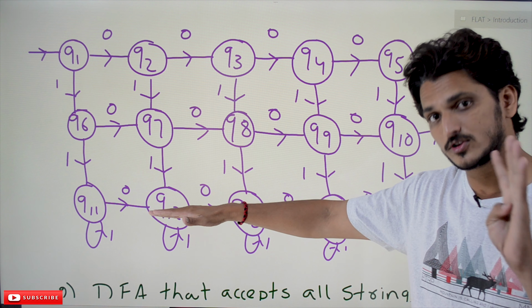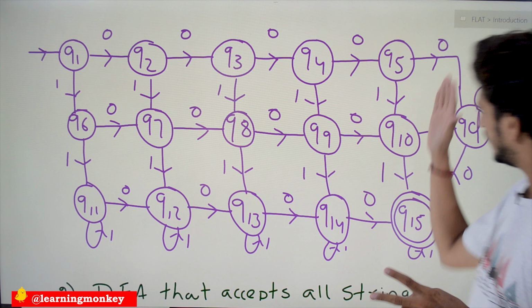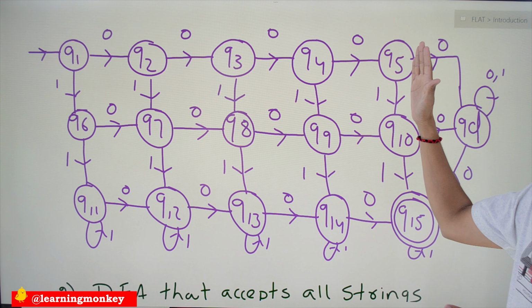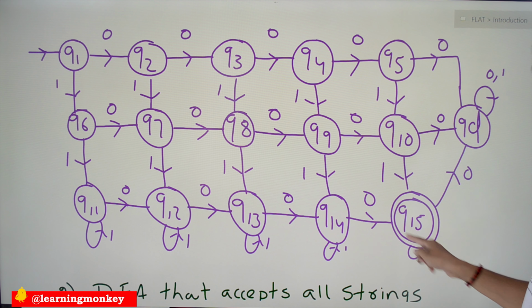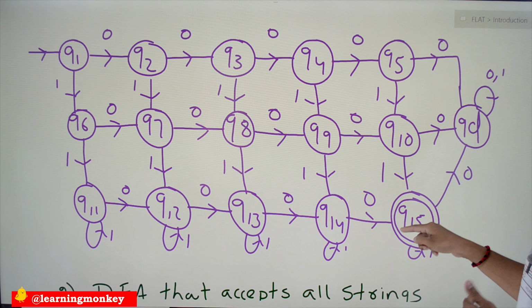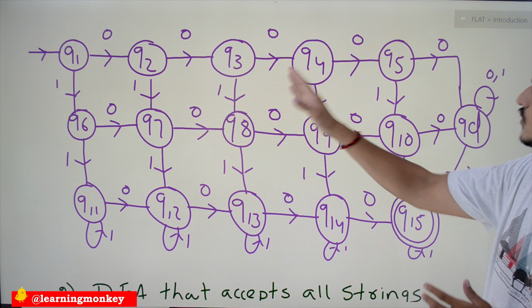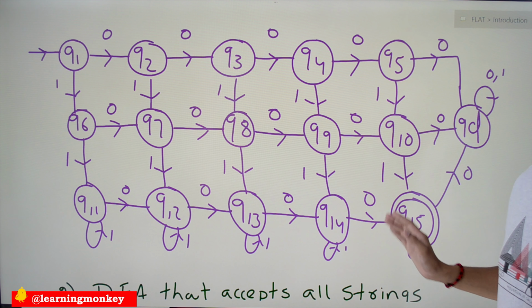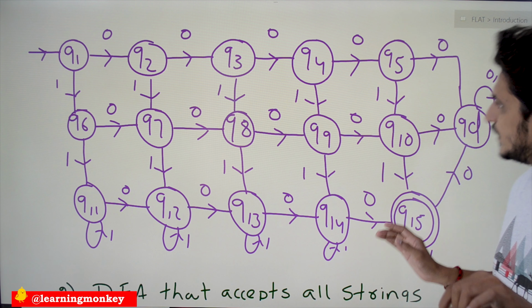Whenever you find 4 zeros and 2 ones, you end up in this layer. So that's why the final state is this. Whenever you get to this state, it means you found 4 zeros and 2 ones. So there is one more complexity here.